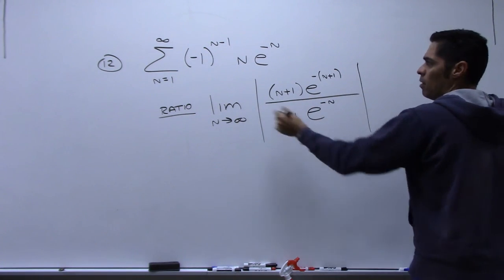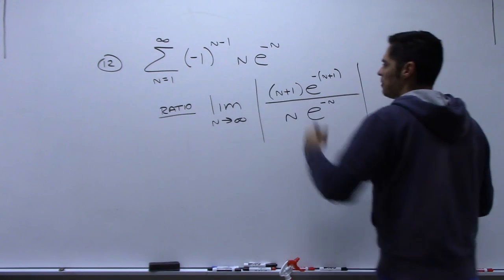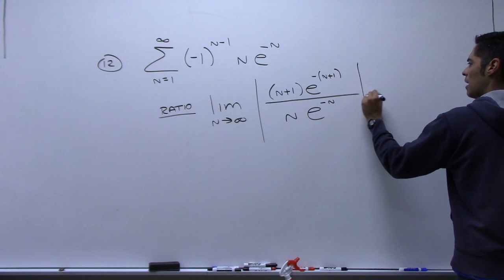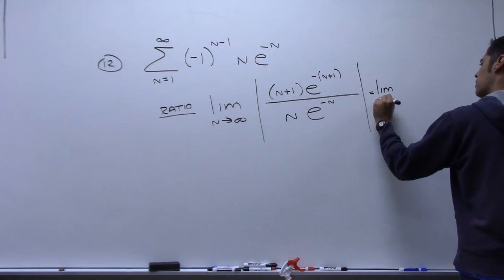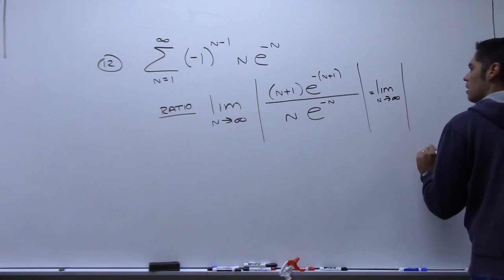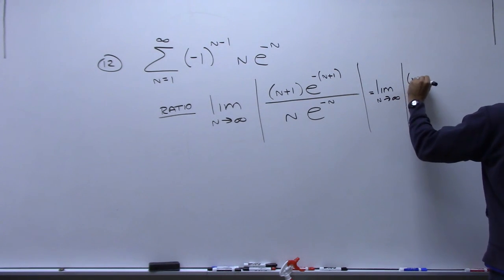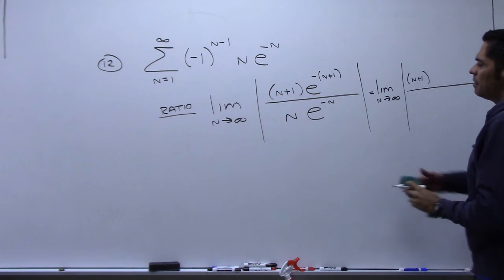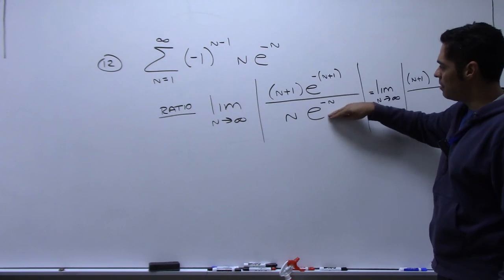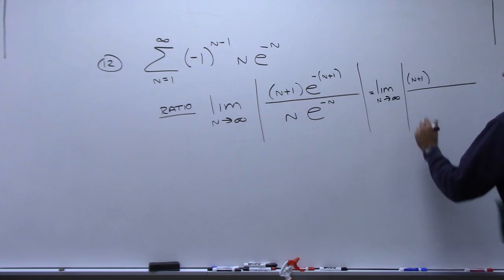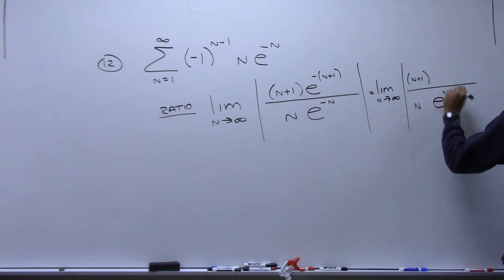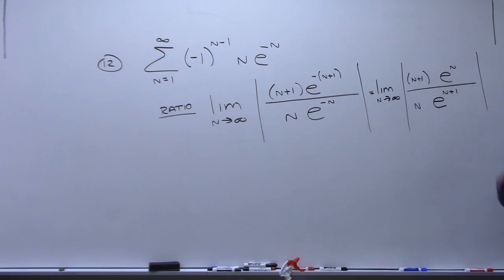And then what about the negative 1s? Well, I know that the absolute value is going to kill it off, so I'm not even worried about it. Let me try and clean this up. Limit n goes to infinity. All right, n plus 1. Now this right here, since it's negative exponent, drop it down. Since this one's negative here, I'm going to pull it up. So it's going to be n down here e to the n plus 1, and then up here e to the n.